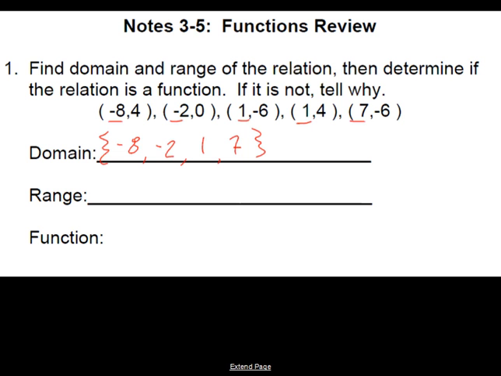My range are my y values. So I list those. So I have 4, 0, -6. This is not a function. The x equals 1 is repeated.